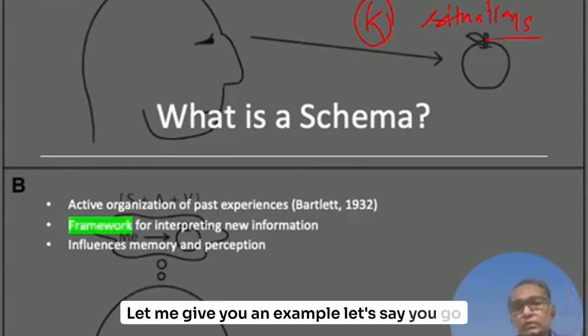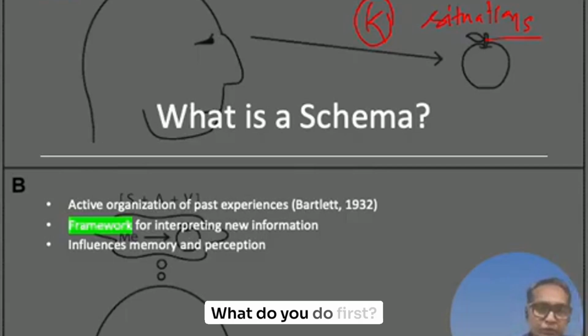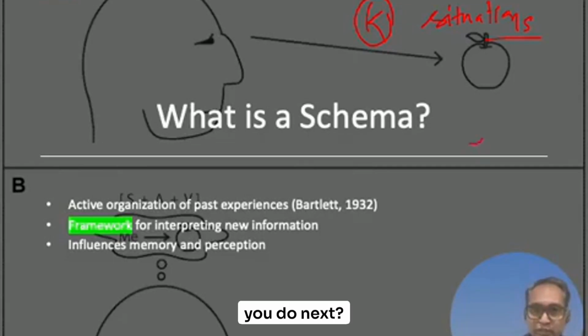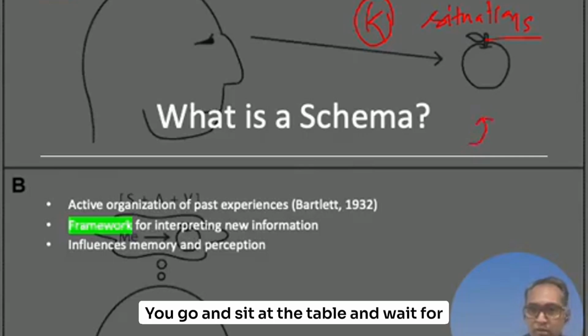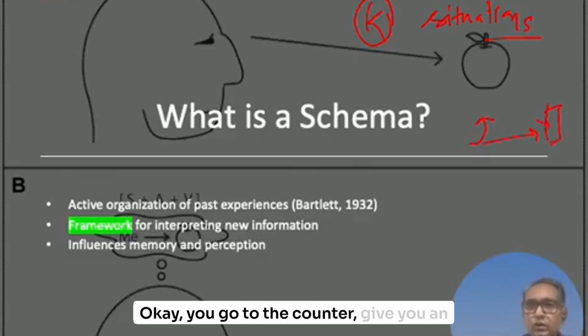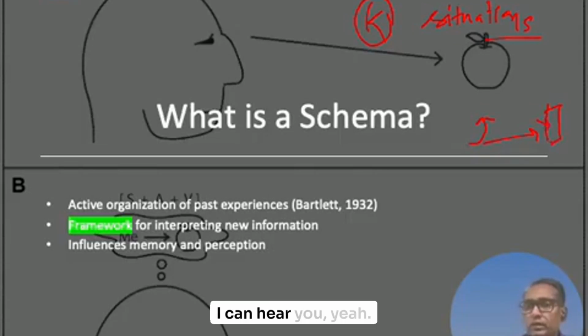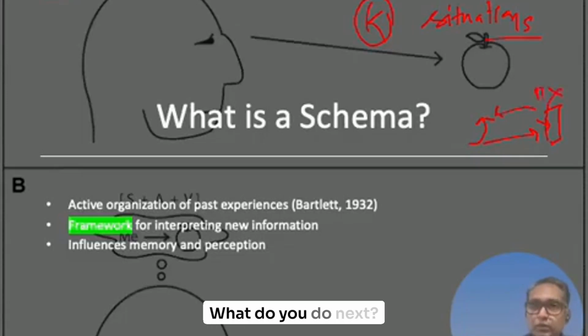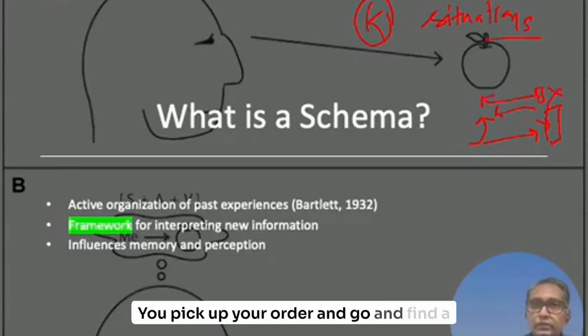Let's say you go to McDonald's. What do you do first? It's not the drive-through. Okay, you park the car, you enter. What do you do next? You go and sit at the table and wait for the... no, right? Where do you go? Okay, you go to the counter and give your order. That's your favorite? Okay. Then what do you do? Pay. Okay. Then stand here. Then wait for your number or name to be called. What do you do next? You pick up your order and go find a table, sit and eat.